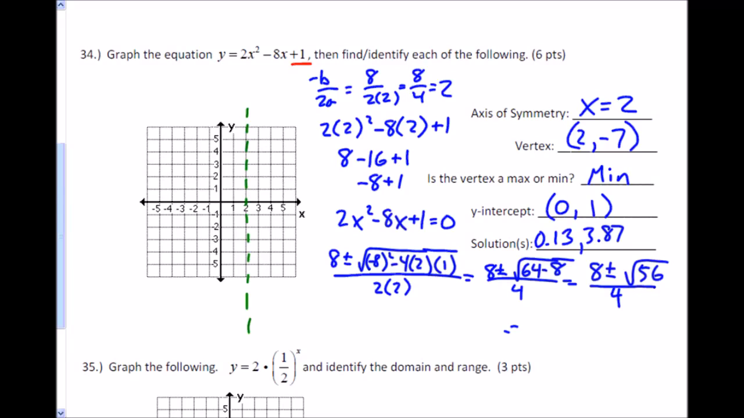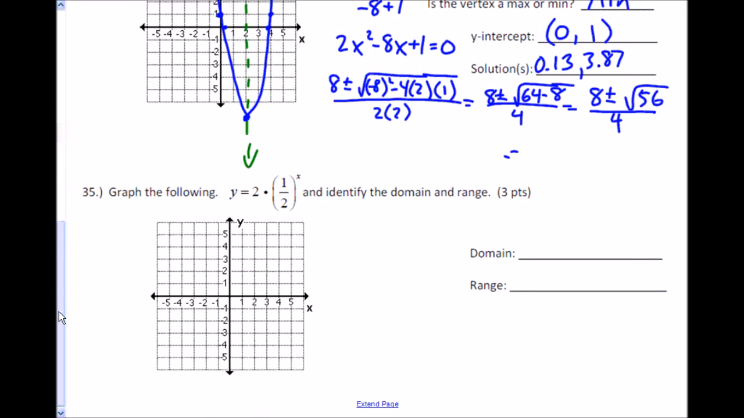And this is really not a big enough graph for this, but that's okay. We'll make it work. (2, -7) is going to be down here somewhere. That's your vertex. So it's just off the graph a little bit. It's a minimum, which makes sense. The y-intercept is (0, 1), which is right here. The solutions are 0.13, which is right around in here somewhere, and 3.87, which is over here somewhere. I can also reflect this point, and so really with just that little bit of information, I can see what my parabola is supposed to look like, and that's it.